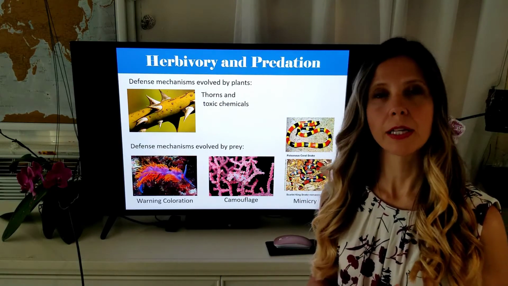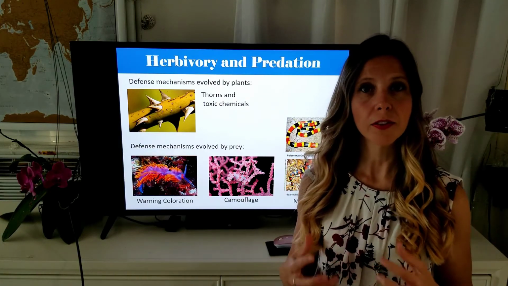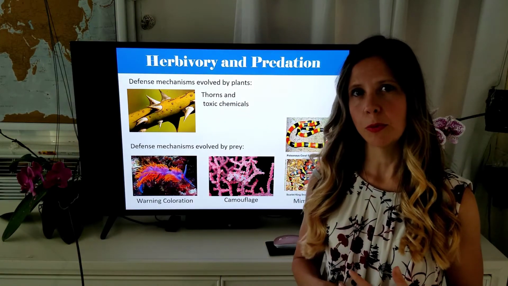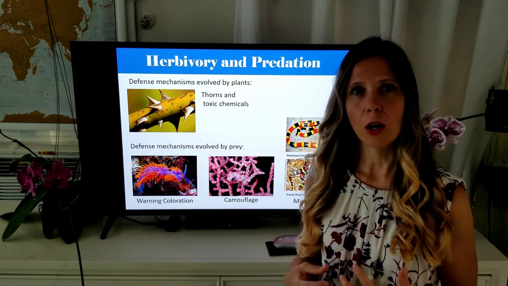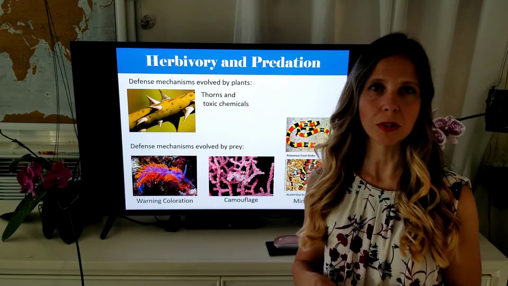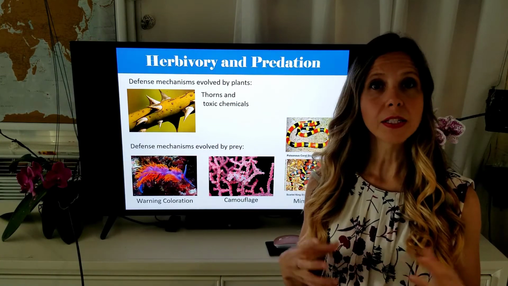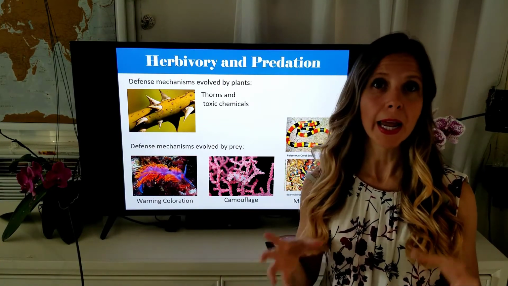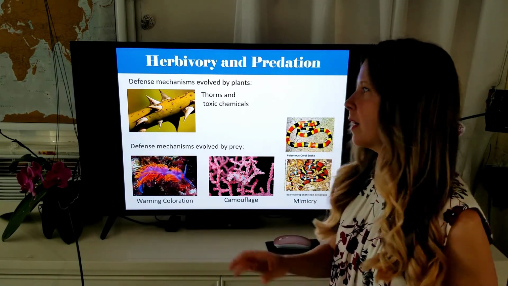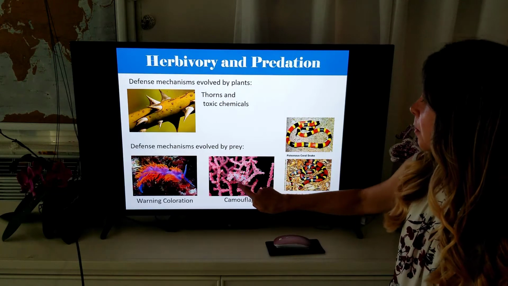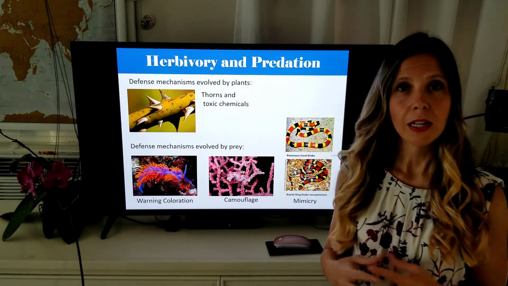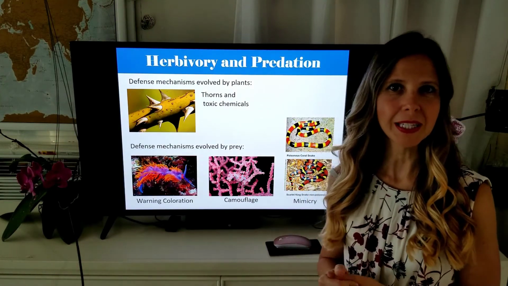So some defense mechanisms we might see in plants are things like thorns and toxic chemicals that could deter our herbivores. Things that we find in our prey include things like warning coloration. So sometimes we see animals that are very brightly colored, and this is a warning to other animals telling them that, hey, we're toxic, don't eat us. We also see camouflage. So on this picture over here, we have a little pygmy seahorse, and he's hiding over there in that coral. Of course, if you can't be seen, you can't be eaten.